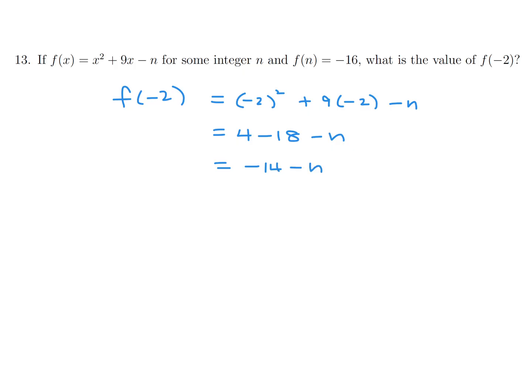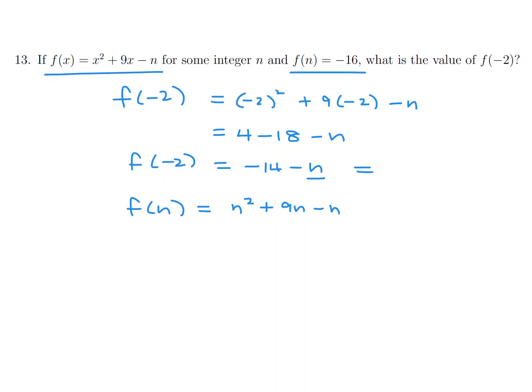Okay. Whatever that means. I'm not sure if that helps. And then what do they want us to figure out? Oh, I got it. The actual numerical value. So that means we would eventually need to figure out n. Okay. So how do I do that? I think we use this here. So f of n, using this, is n squared plus 9n minus n. And they're saying that's minus 16. Okay, so minus 16 is equal to n squared plus 8n.